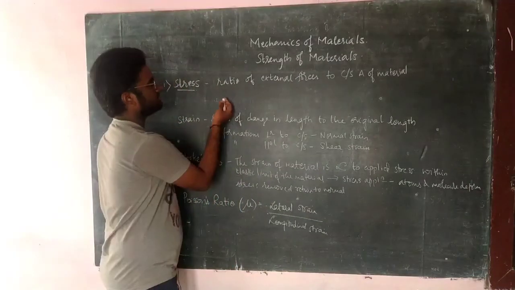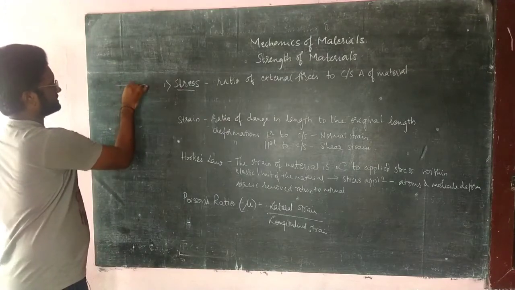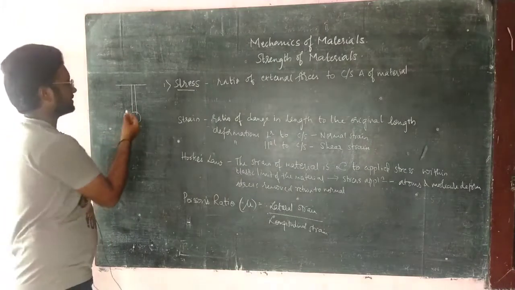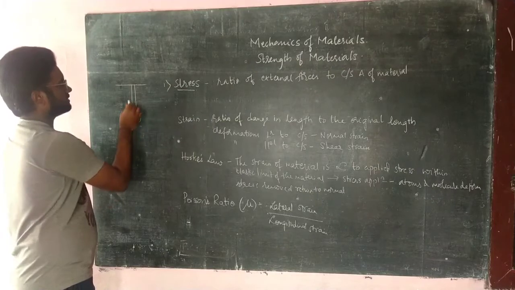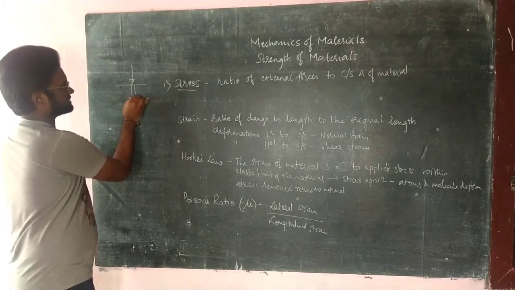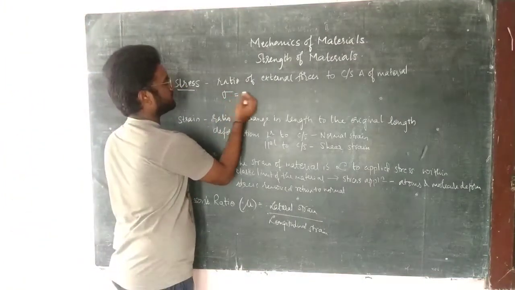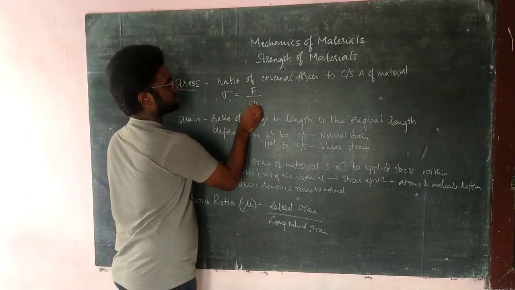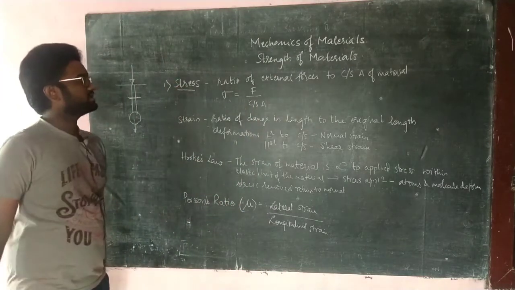Say for example, there is a wire and a pendulum is hanging from it. The external forces acting on it are this force and the weight of the bob, and there is also the cross-section area. So what does the stress state? Stress is equal to the ratio of the external force, that is F, divided by the cross-sectional area. So this is the basic information about stress.